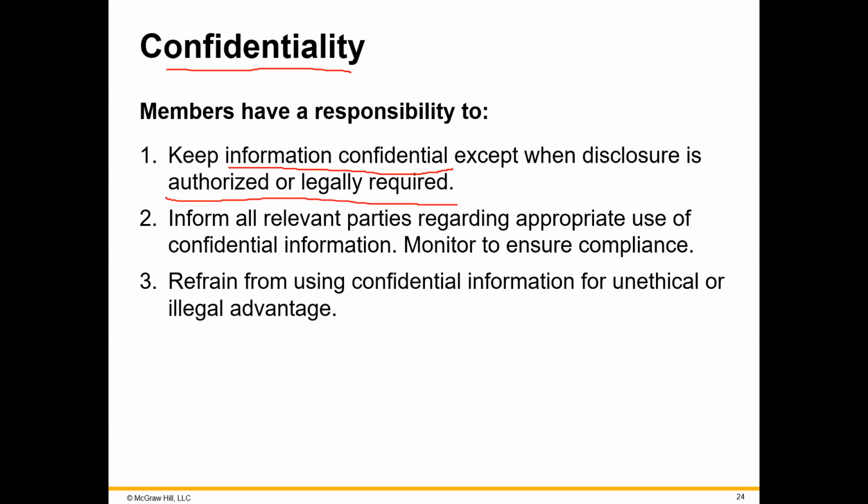Also, when we use someone's confidential information, we inform them of our use of their information, and we monitor our usage to ensure that we comply with the confidentiality rules. And to reiterate, we are not to use this confidential information for unethical or illegal advantage.